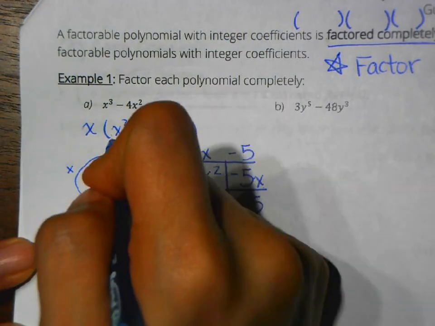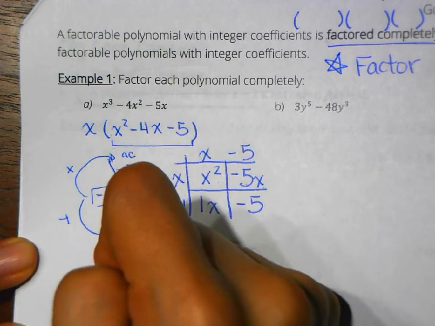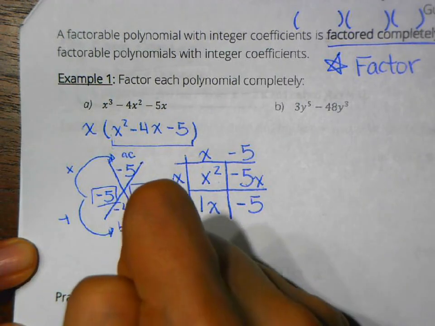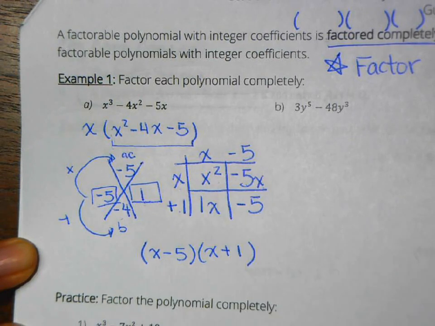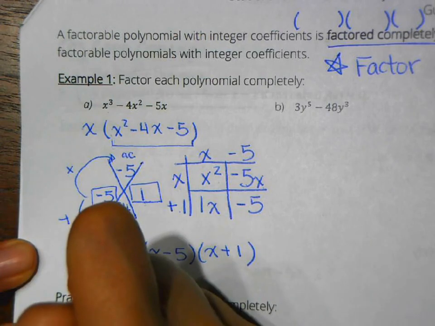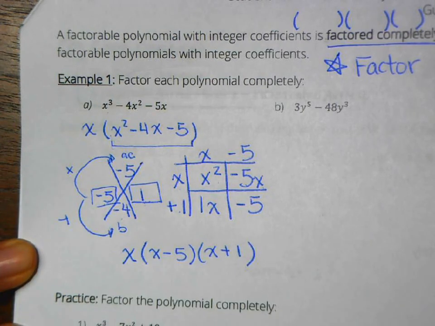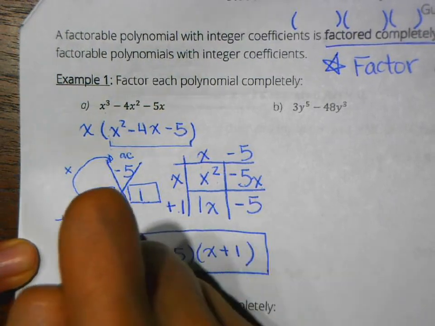All right, so that quadratic trinomial is going to factor out to be x minus 5 times x plus 1. Don't forget, we factored out an x before, so we need to make sure that we put that x back outside. This is now completely factored.